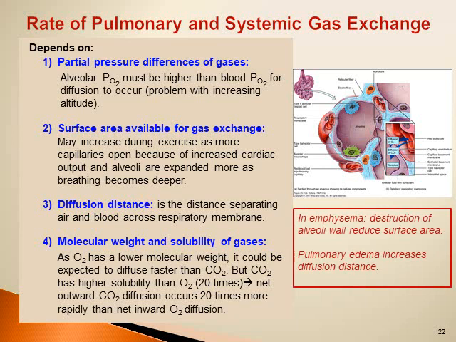In emphysema, which is a condition where there is destruction of the alveolar wall, this will reduce the surface area. So the surface area will become less, and this will lead to less gas exchange. In another condition, like in heart failure, pulmonary edema will cause thickening of the respiratory membrane, so the diffusion distance will become longer, and again this will adversely affect the exchange of gases.